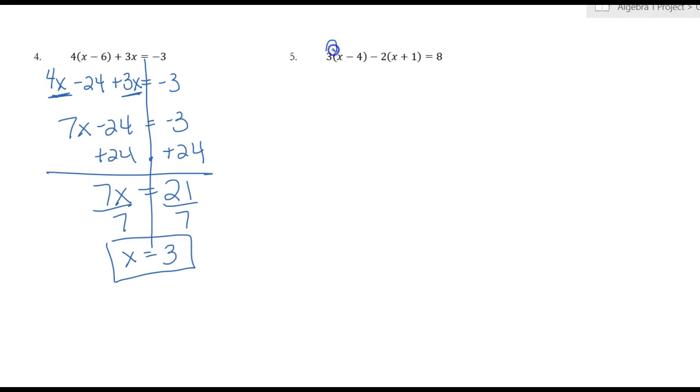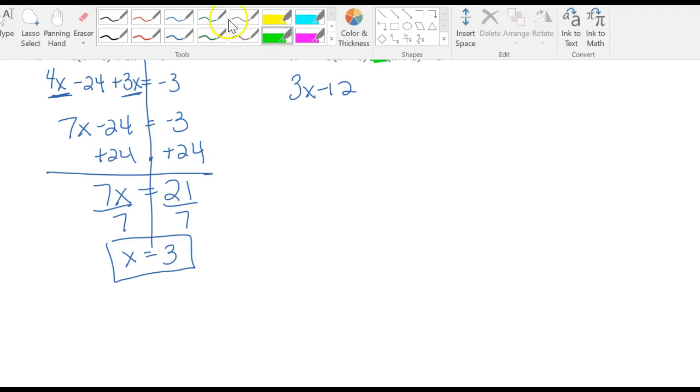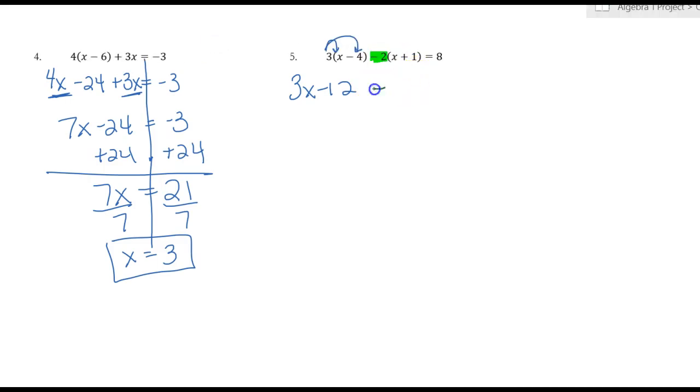All right, here I have to distribute two things. So it's going to be 3x minus 12. And remember here, I'm not distributing a 2. I have to distribute a negative 2. Change colors. So that's going to be negative 2x minus 2, because I take it to both places, equals 8.